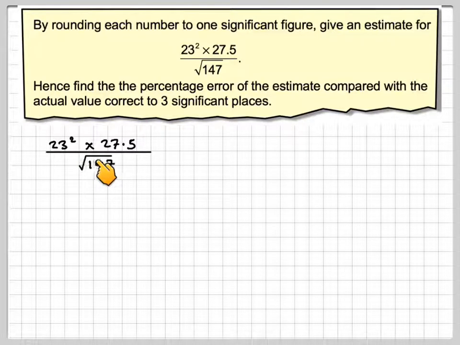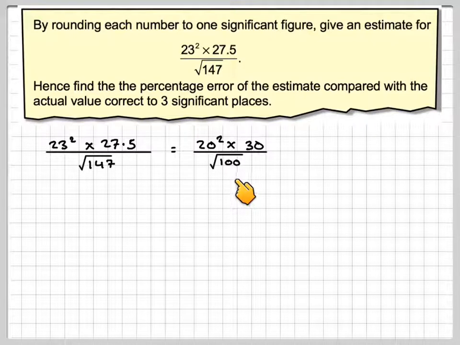So we've got 23 squared times 27.5 over the square root of 147. We only have to round to one significant figure, so that 3 has no effect on that 2. We add in a 0 to make it 20. We need to remember to square it. That 7 will make that a 3, so this becomes 30. And that 4 has no effect on the 1, therefore this will become the square root of 100.